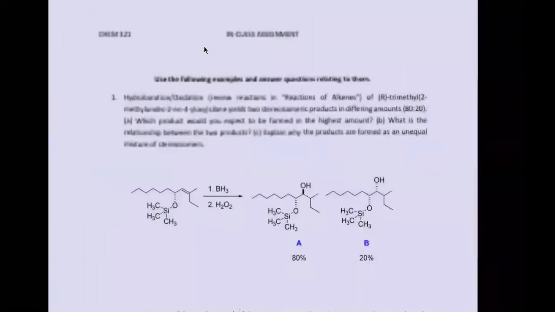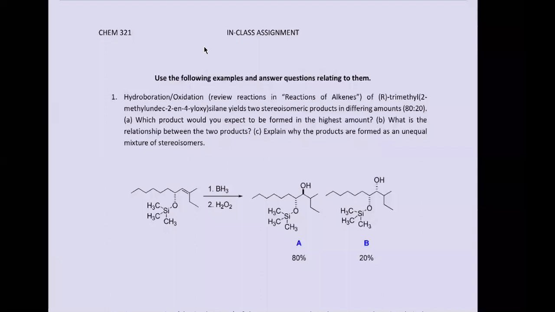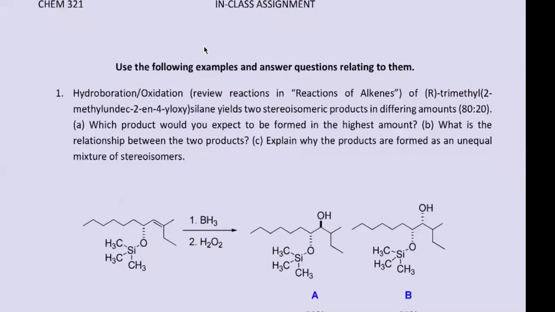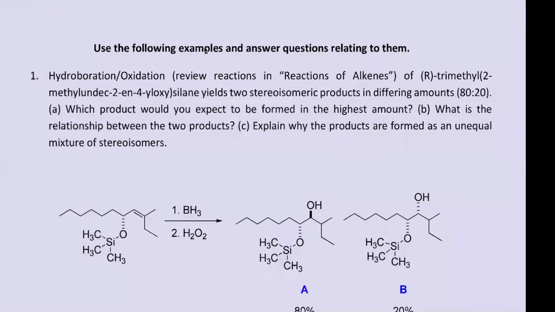All right. Let's look at an example. Let's see if we can make it make sense. This is an example of using a pre-existing stereocenter to alter the product distribution of stereoisomers, right? So you've got a hydroboration oxidation reaction, and it says you get two products, and the ratio is 80 to 20. Can you see that?